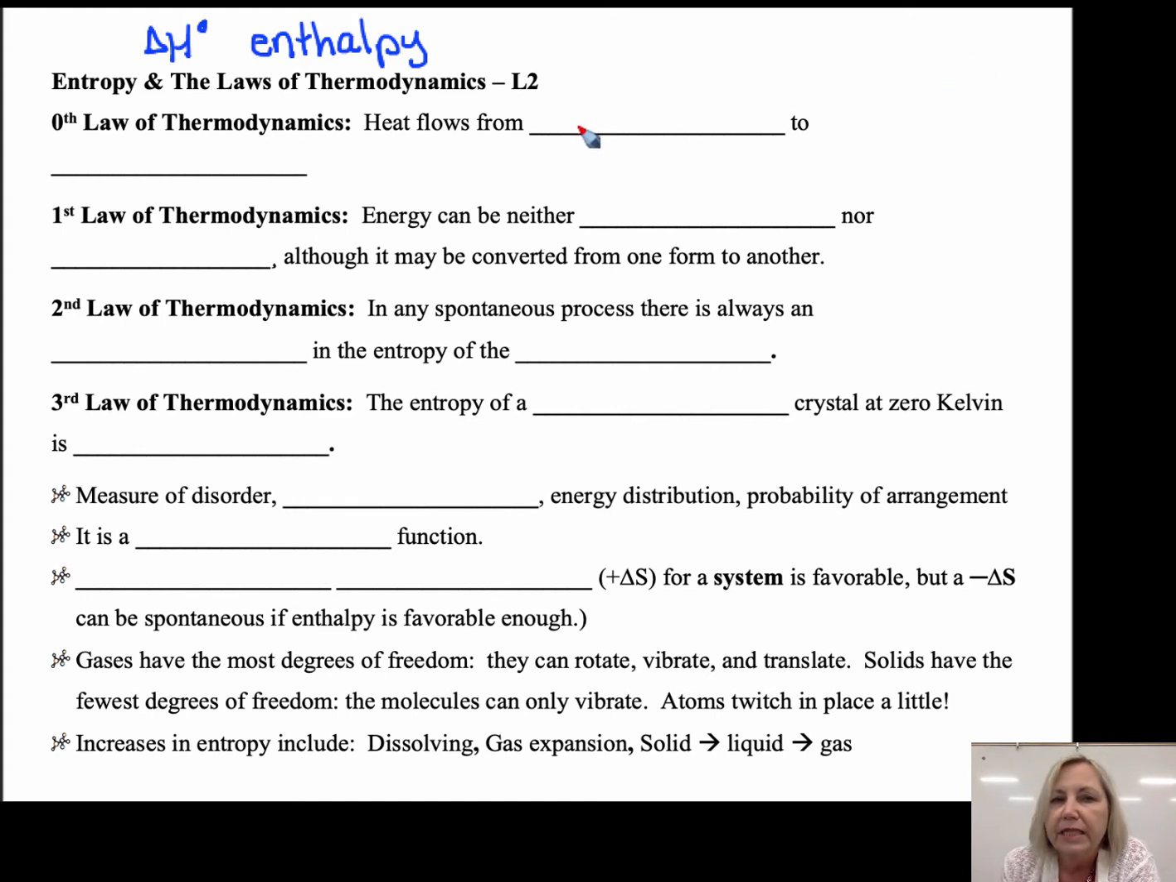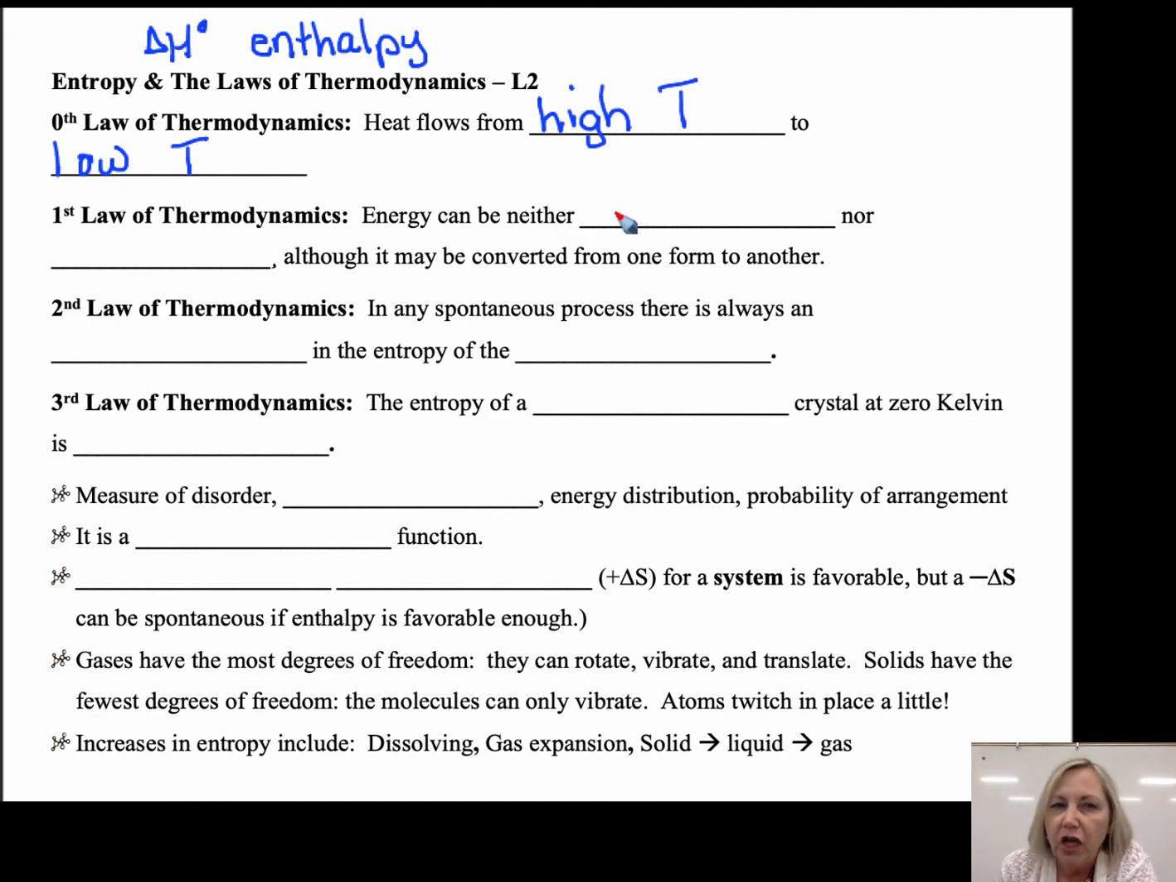thermodynamics. The zeroth law of thermodynamics says that heat flows from a high temperature system to a low temperature system. At high temperature, you have a lot of kinetic energy. Via collisions, that kinetic energy is transferred to the slower moving molecules until we reach what's called thermal equilibrium.